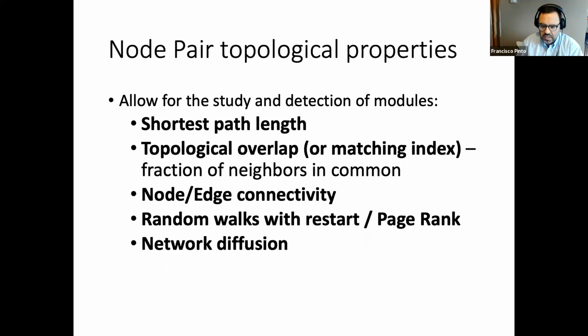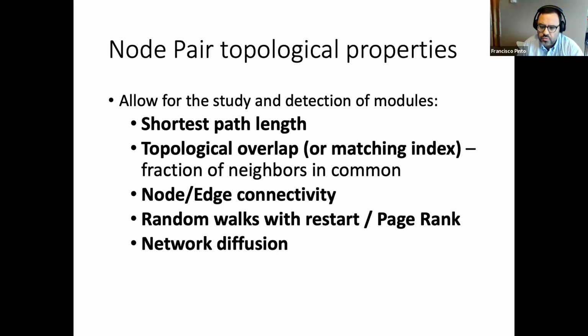But again, as with centrality measures, where we have the most simple ones like degree and closeness, here, when we are studying pairs of nodes, we have the more direct methods like the shortest path length, or what is called the topological overlap, that is the fraction of neighbors in common. This could be computed, for example, with a Jaccard coefficient.